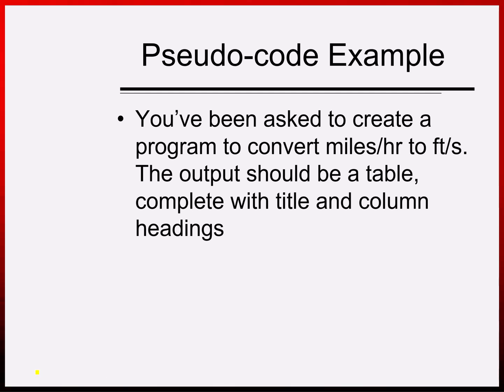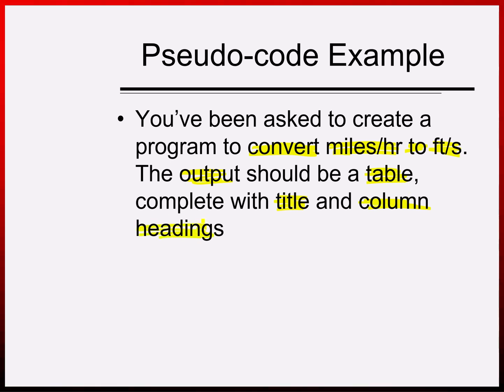Let's look at this example. And this is a pseudocode example. You've been asked to create a program to convert miles per hour to feet per second. So that's your problem statement. Okay, and you're specifically told the output should be a table. So now you need to create a table, complete with a title and column headings. Okay, so this is your problem statement.